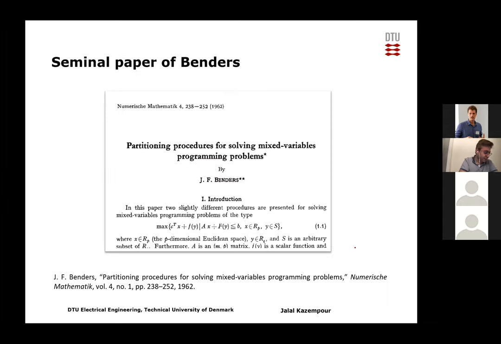Good. So I have to mention that this is the first, seminal paper by Benders, published in 1962, that proposed Benders algorithm. So it's always good to see the first paper that developed a very efficient algorithm.